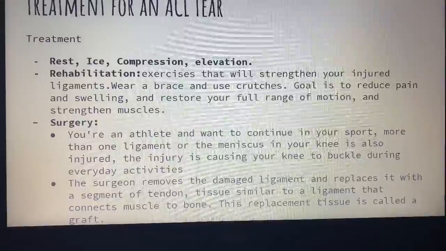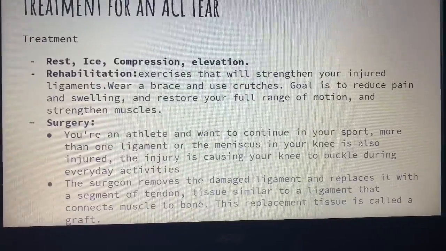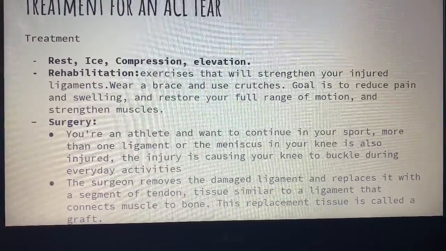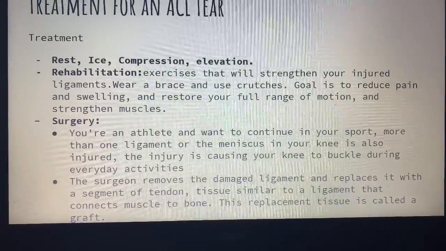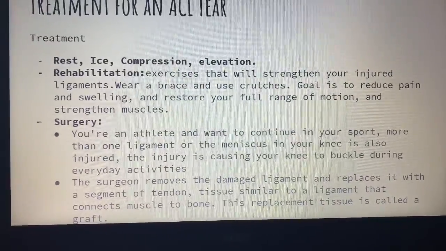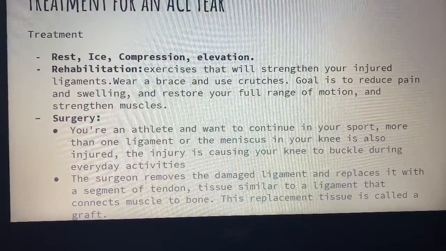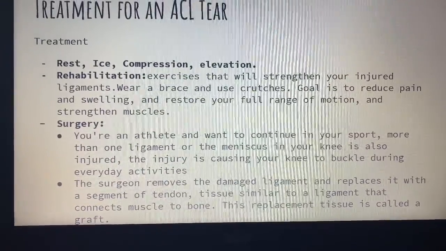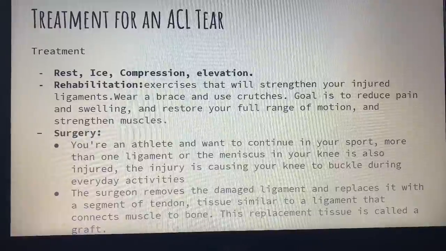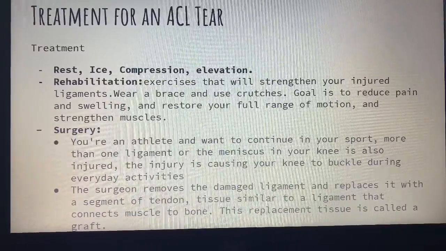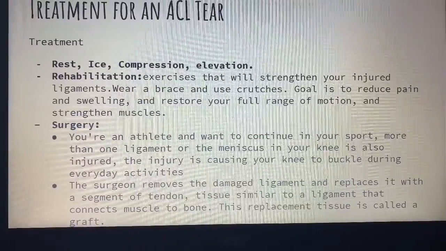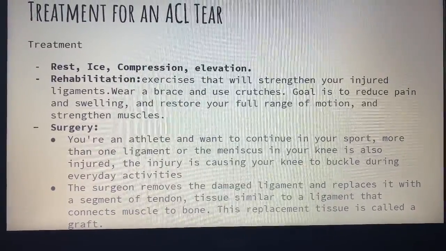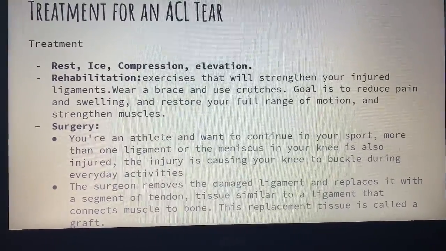However, surgery may be necessary if you're an athlete and want to continue in your sport, or if more than one ligament or the meniscus in your knee is also injured, or if the injury is causing your knee to buckle during everyday activities. So basically, a quick rundown of the surgery. The surgeon will remove the damaged ligament and replace it with a segment of a tendon or tissue similar to the ligament that connects muscle to bone. This replacement tissue is called a graft.